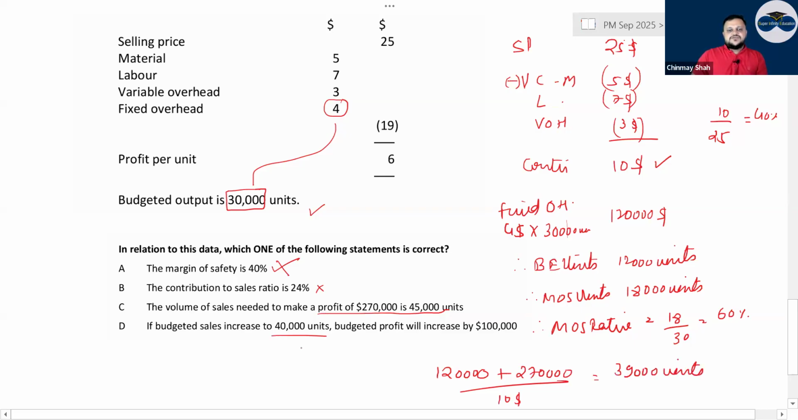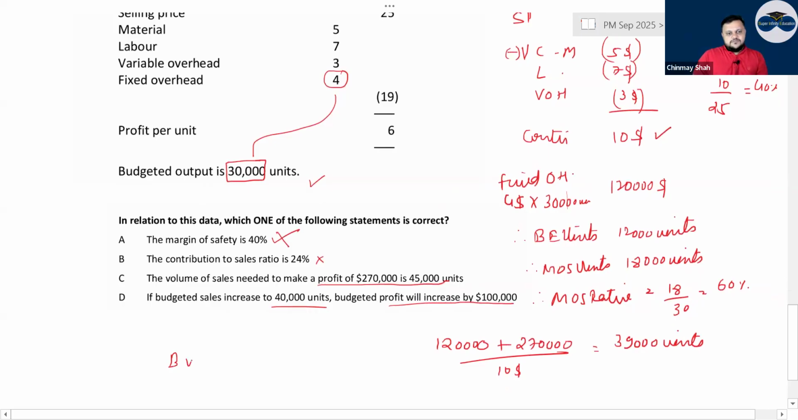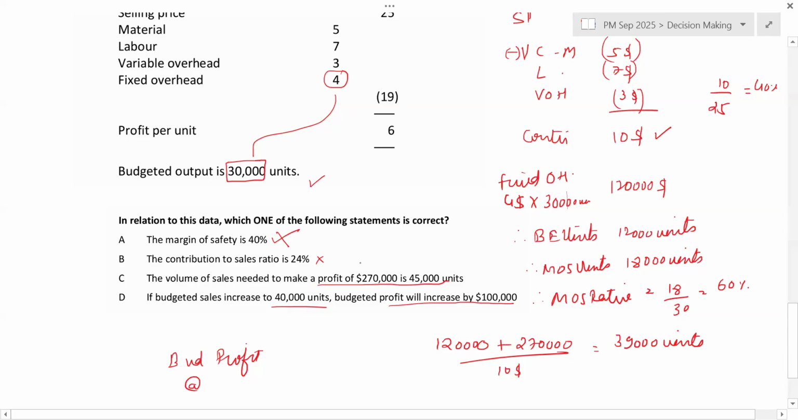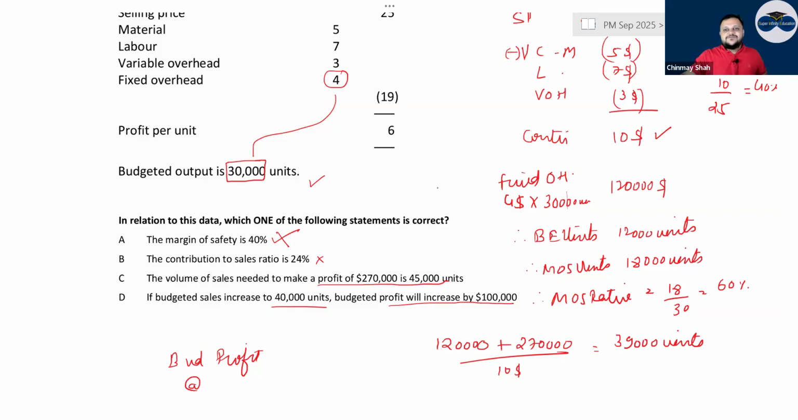Then if budgeted sale increases to 40,000 units, budgeted profit will increase by 100,000. Wait a minute, can you calculate budgeted profit? Now see, logically, if you are in the exam hall and all three are wrong, what will you do? Logically think about it. Don't waste time. What do you say, Krishna? ABC is wrong. The last one is correct. So budgeted profit at 30,000 units is how much?